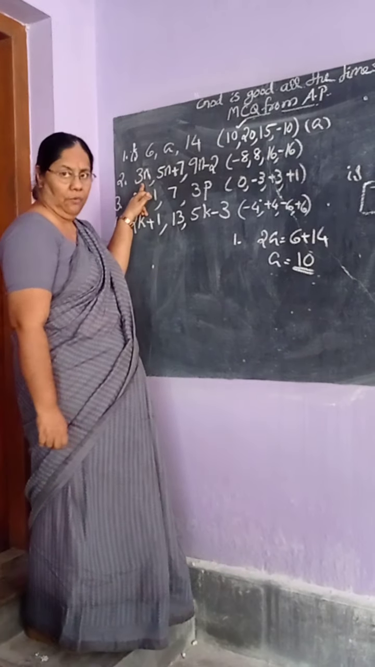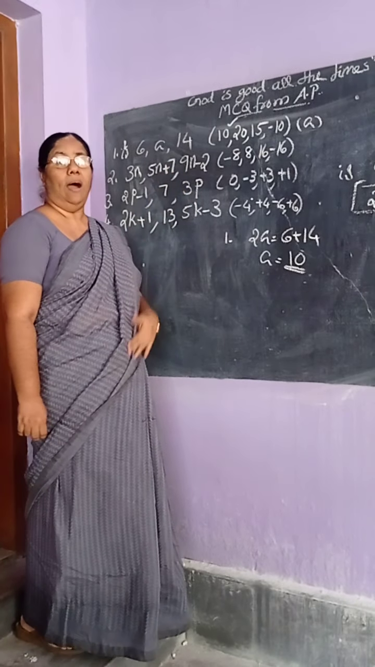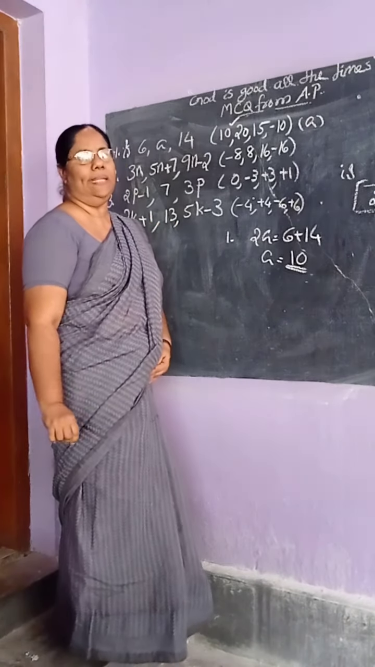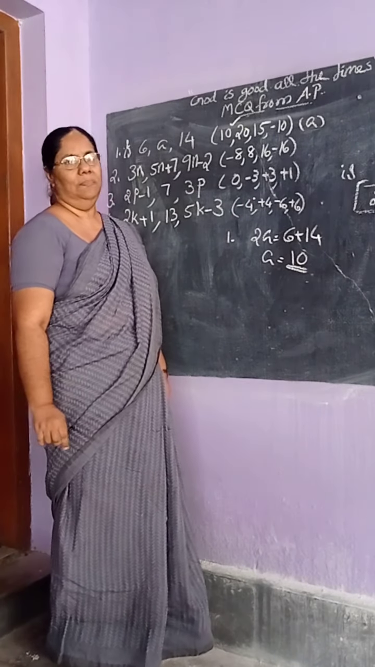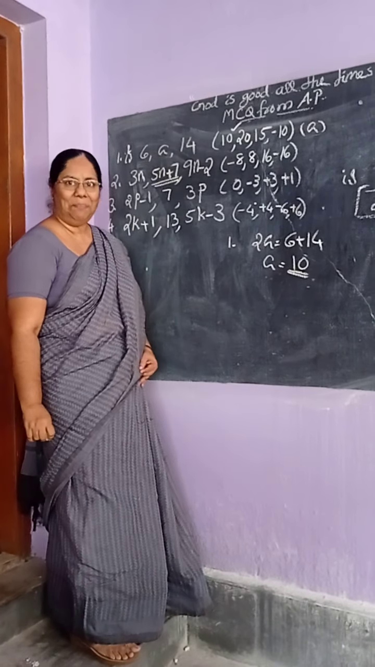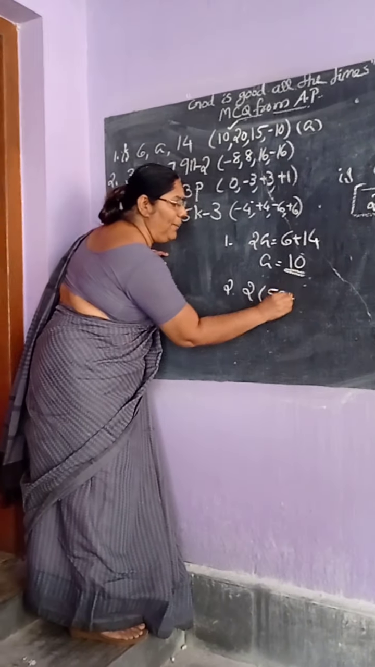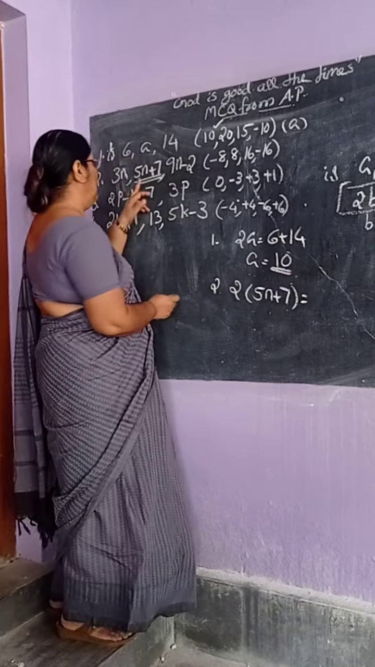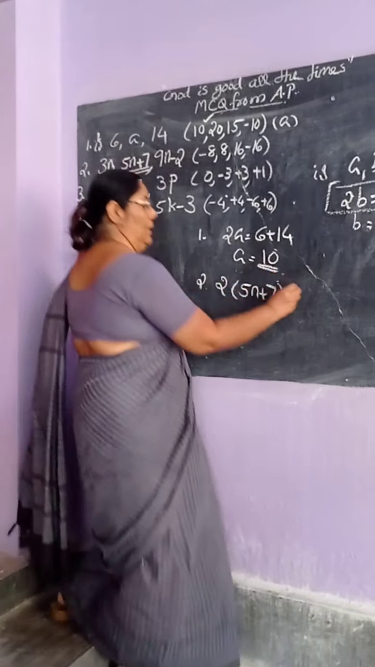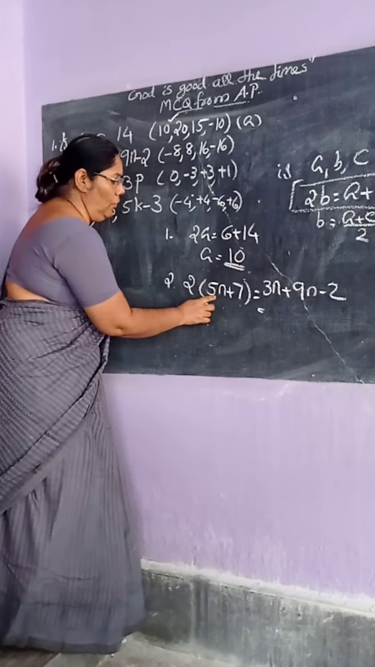Second question, if 3n, 5n plus 7 and 9n minus 2 are three consecutive terms. Underline that word, consecutive terms. Then only we can apply this. Understand? Here, which is the middle term? 5n plus 7. Therefore, 2 into 5n plus 7 equal to the sum of the extremes. 3n is the first, 9n minus 2. 3n plus 9n minus 2. What is 2 into 5n plus 7?